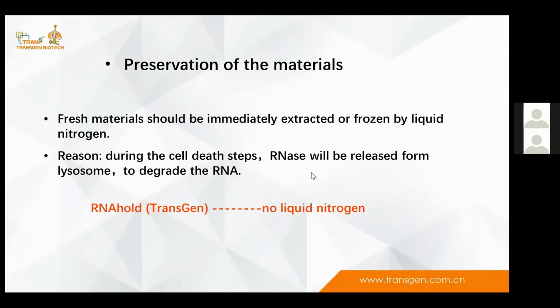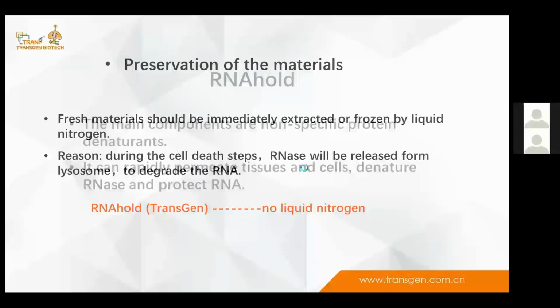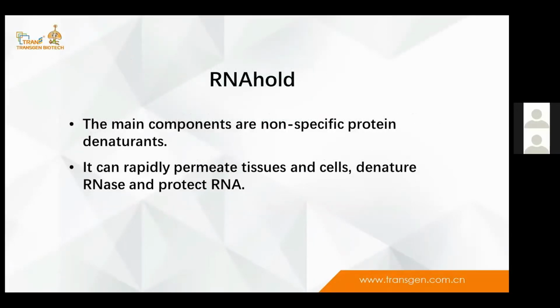So in this case, we can use RNAhold from our company to provide another protection for your RNAs. The main components of RNAhold are non-specific protein denaturants. It can rapidly permeate tissues and cells, denature all the proteins, such as RNases, and protect the RNAs.